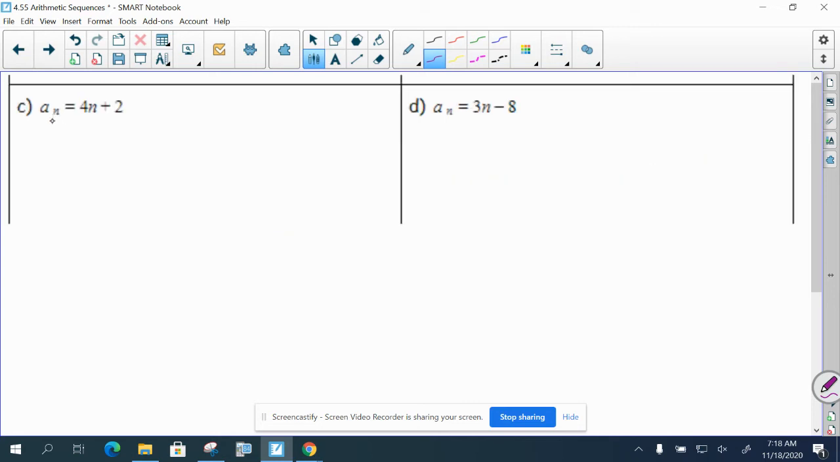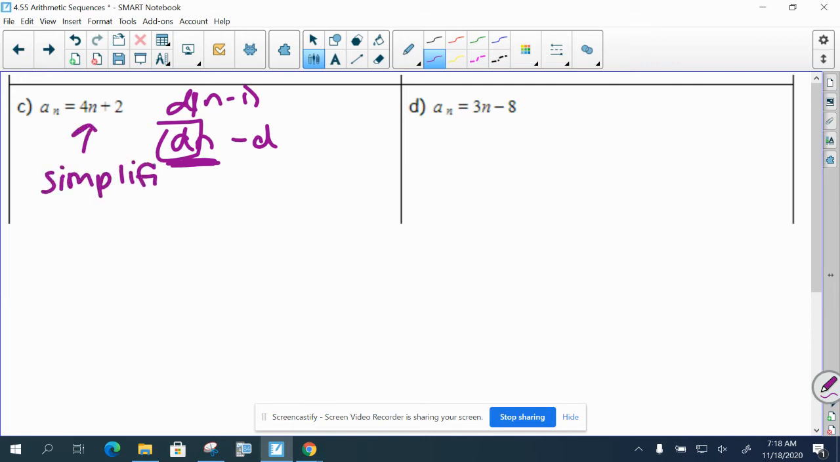For part C, we have an explicit rule, but it doesn't really look quite like an explicit rule because you don't see the n minus 1 part. Well, all this is, it took whatever was the n minus 1 and distributed the common difference d into the parentheses. So if you did, you would get d times n minus d. So whatever is being multiplied by the n is your common difference. So here, even though it doesn't look like the explicit formula that we use, it's just a simplified version of explicit rule. I just wanted you to be able to recognize that.